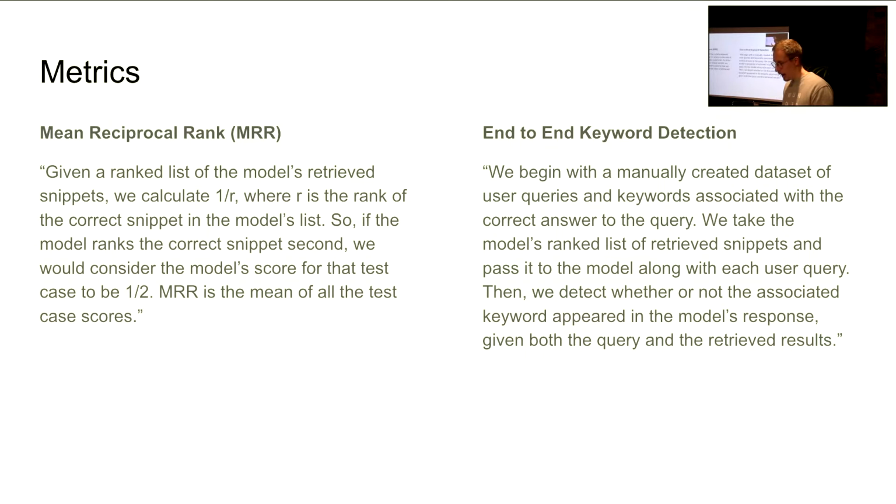And then we have end-to-end keyword detection. What do we have here? Yeah, a ranked list of retrieved snippets is passed to the model along with each user query. Then we detect whether or not the associated keyword appeared in the model's response. I have to admit, I did not fully understand exactly what's happening here, but I would want to add these kinds of evaluations for my agent evaluations.